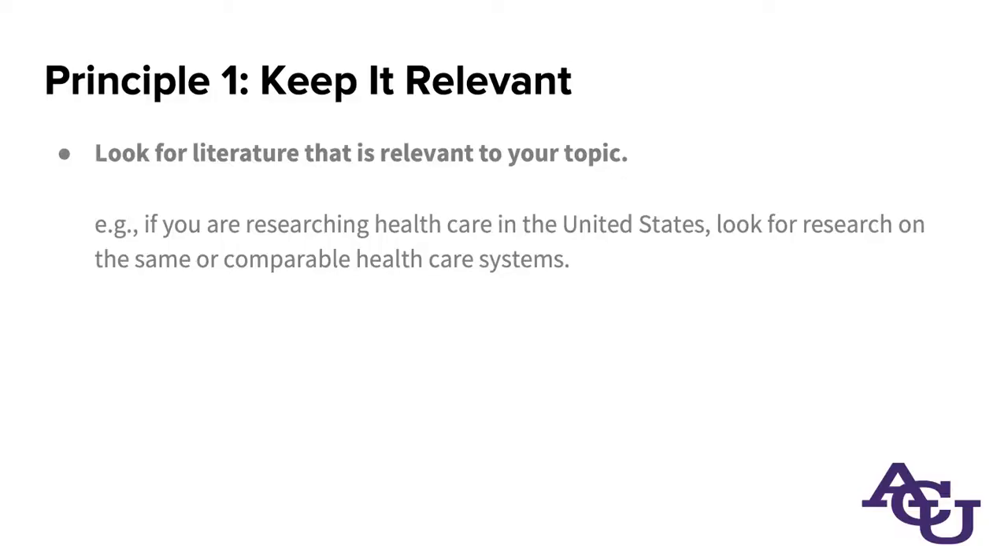Principle 1, keep it relevant. You want to make sure that you're looking for literature that is directly relevant to your topic. While you can use more adjacent sources, you want to start with what is the most directly relevant, what is the most helpful, most applicable to your situation, and if you're not finding what you're looking for, then to broaden. But for example, if you're researching healthcare in the United States, we have a particular combination of public and private where you have Medicare and Medicaid as a public component, but not accessible to all at all ages. And then we have the private healthcare system.